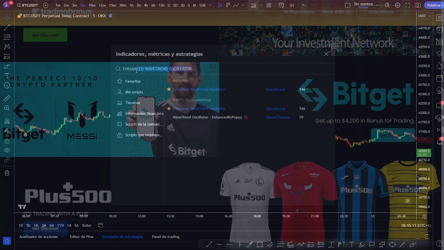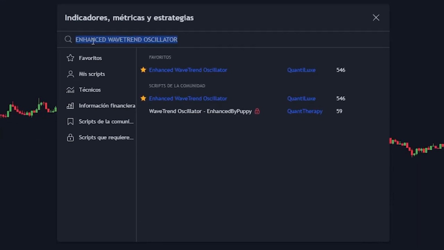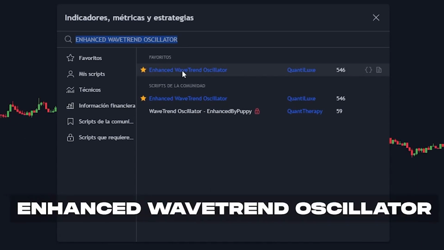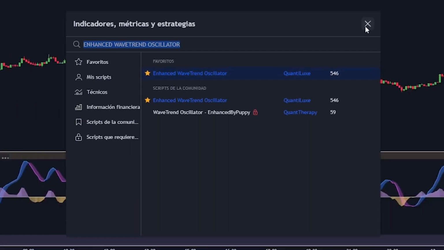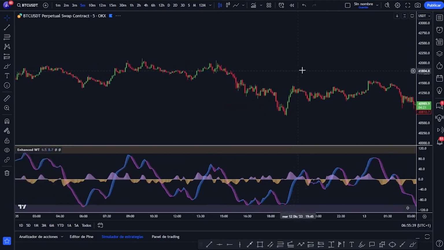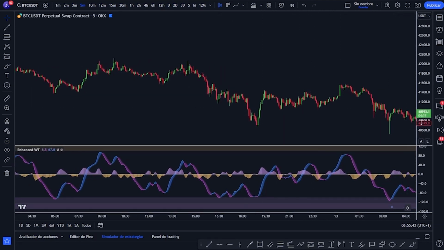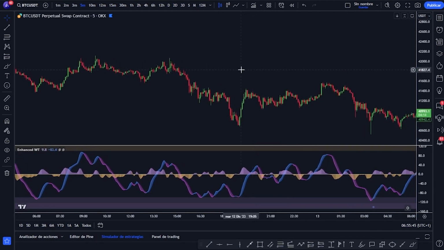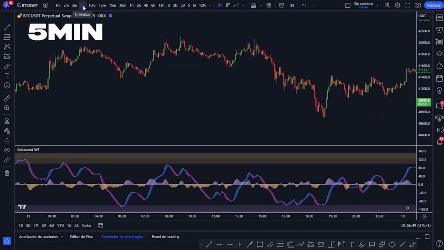The first thing we do is to place our main indicator, which is called Enhanced Wave Trend Oscillator. Click on it and it will appear something like this. It is a fairly simple indicator to understand from the branch of oscillators such as RSI or MACD, but in this case it also adds very valuable information of the trend movement of the market waves. At this moment we are in 5 minutes time frame, but we also recommend it in 15 minutes, 30 minutes, 1 hour or higher. That is to say, it works for any asset and time frame.